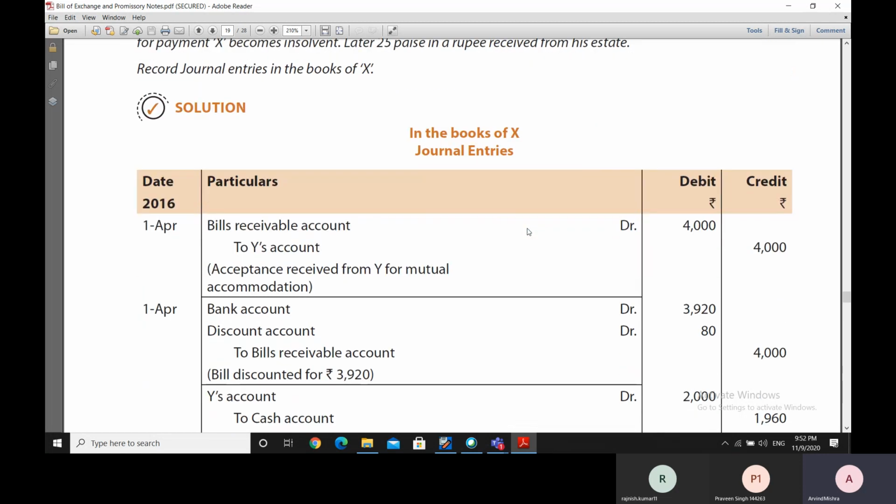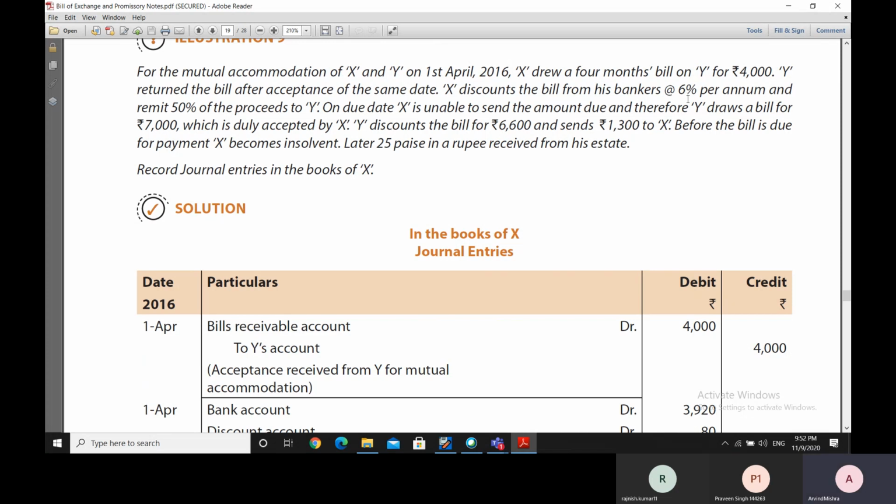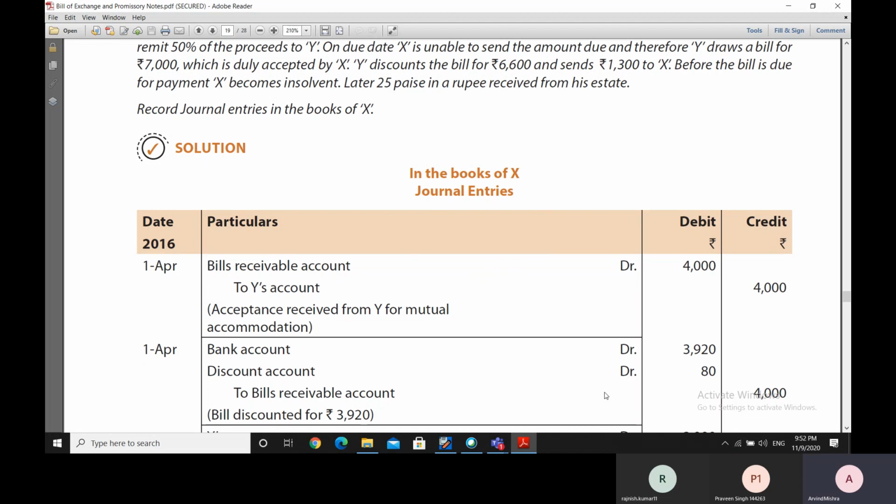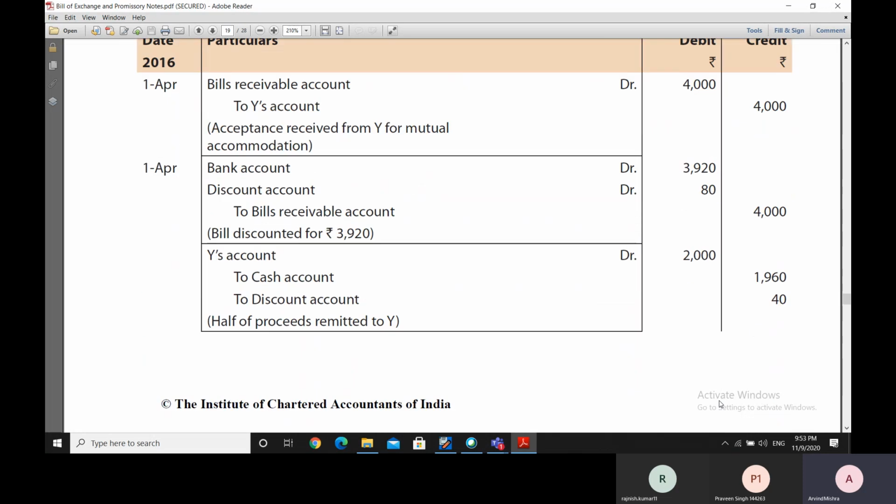So now second entry is that X goes to the bank and discounts the bill. And when he goes to the bank and discounts the bill at 6% per annum, so 6% is divided for 4 months, so by 3, so 2% will be taken. So a 2% amount will be taken in this case. 1% is 40 rupees and 2% is 80 rupees, so 80 rupees is the discount. And bill receivable account is thereby credited because the bill has been discounted and money is received from the bank, 3,920 in the bank account of X. And discount has been debited here, 80 rupees at the rate of 6% per annum.